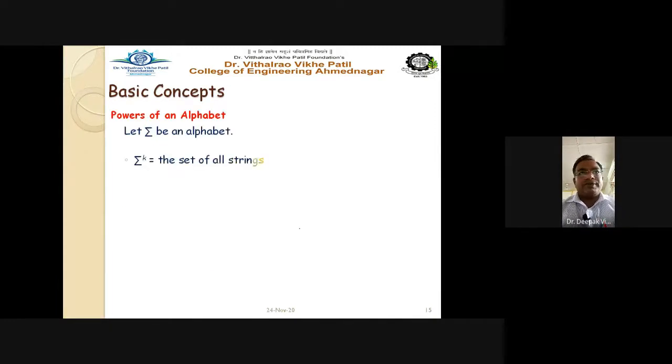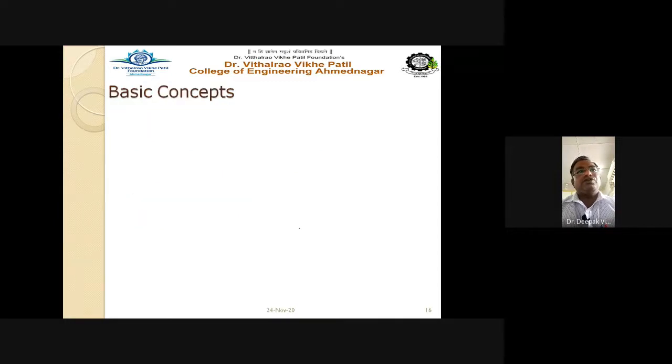Then powers of alphabet, we have already seen this. Sigma raised to 1, sigma raised to 2. Sigma raised to star is the union of sigma raised to 0, sigma raised to 1, sigma raised to 2, and so on. Whereas sigma raised to plus excludes sigma raised to 0, meaning without the 0 power of sigma, all other powers having their union gives sigma raised to plus. Then the languages, already we have discussed.